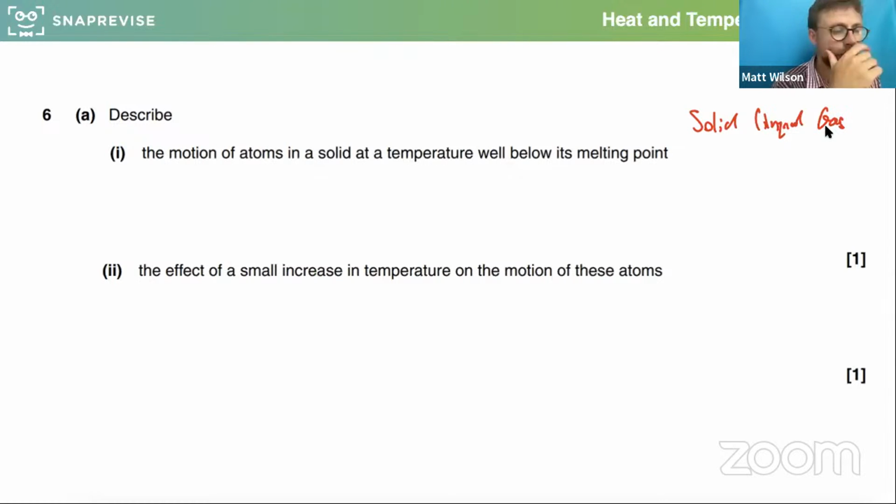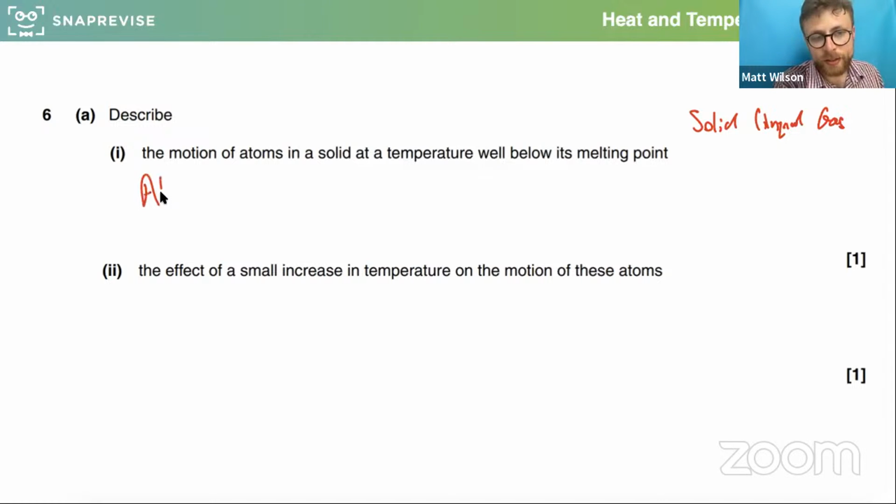Absolutely right. Below its melting point means it's a lower temperature than the point at which it would melt, so it is still indeed a solid. So the motion of the atoms in a solid at a temperature well below its melting point. You're absolutely right. Small vibrations.